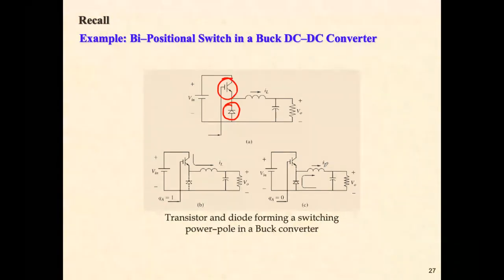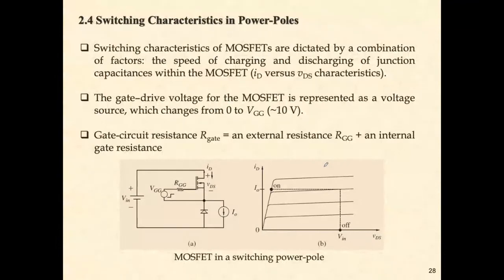Now we try to look at the turn-on and turn-off characteristics of the switching power pole. Again, we call this the switching power pole. In this topic, we usually take MOSFET as the example of the power transistor.